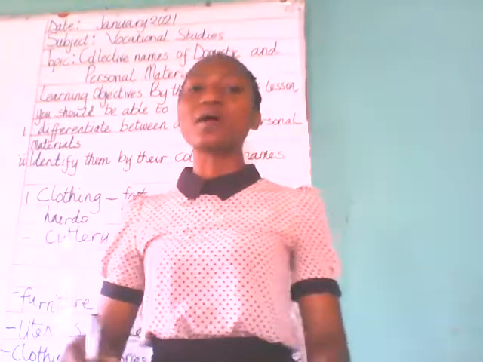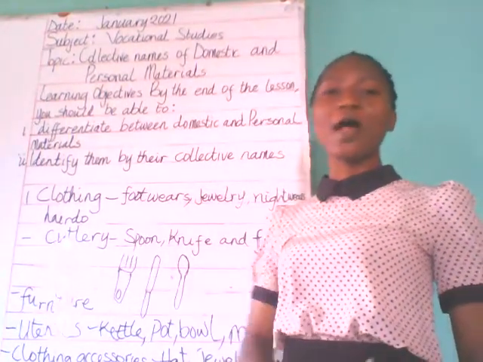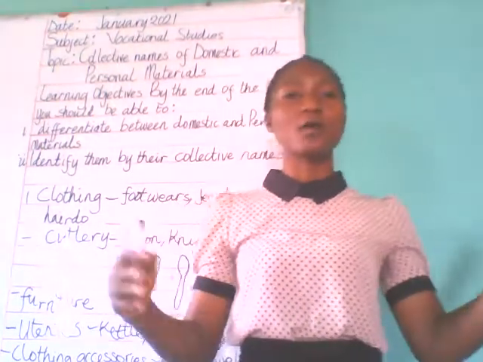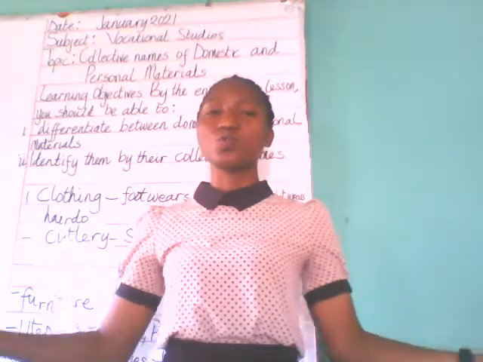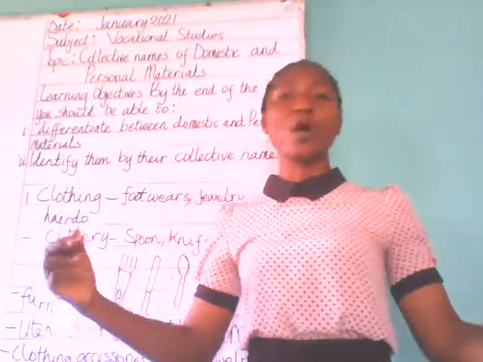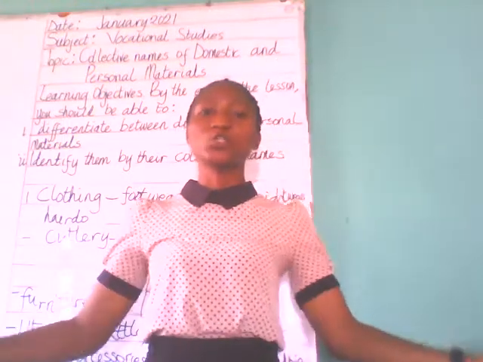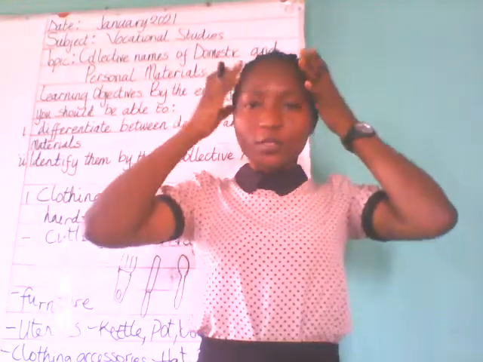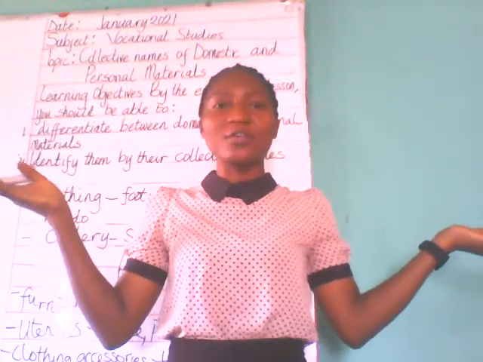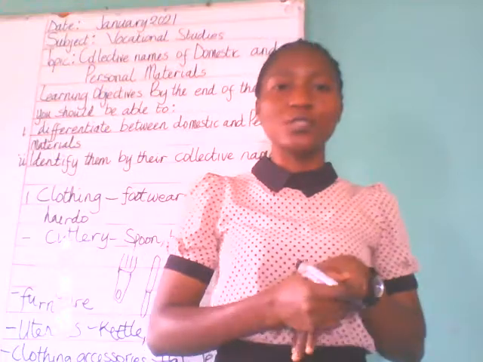And we're able to talk about their general names. Number one is clothing, which is what? Footwear. You cannot share your footwear with anybody. That's why it is called what? A personal material. Your jewelry, your hair, and also your hairdo. Only you can carry your hair. No one carries it with you.